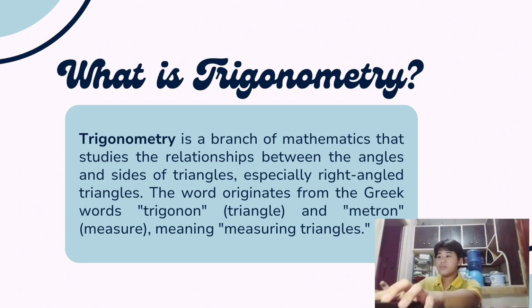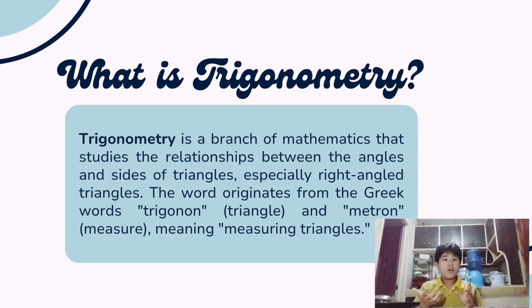Next, let us first define what trigonometry is. Trigonometry is a branch of mathematics that studies the relationships between the angles and sides of triangles, especially the right angle triangle. The word originates from the Greek trigonon, which means triangle, and metron, which means to measure, meaning measuring triangles.